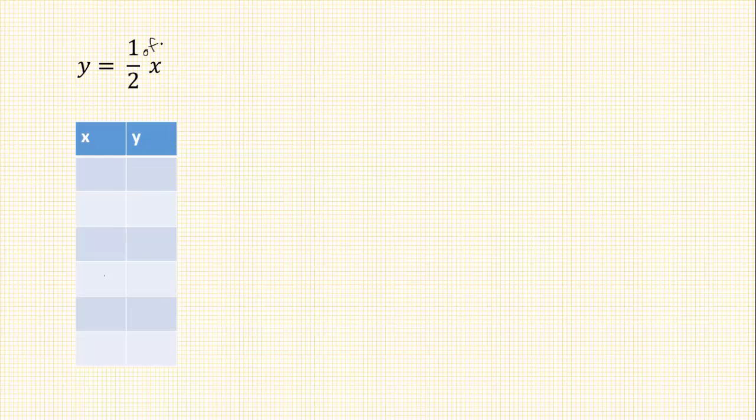Multiplication is the same as how many of something. So you can also think of it as y equals 1/2 of x. Well, the graph is a visual display of all the ordered pairs that satisfy this equation.